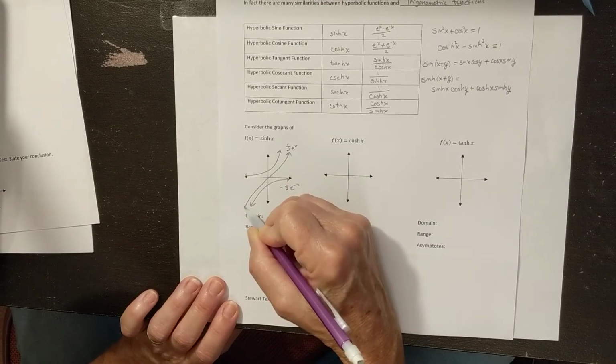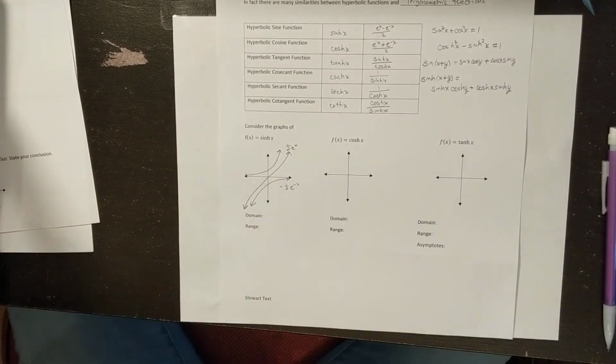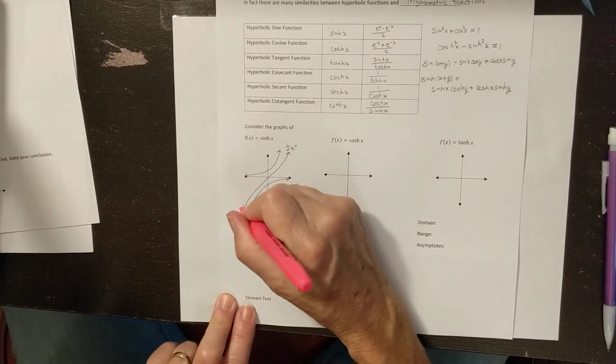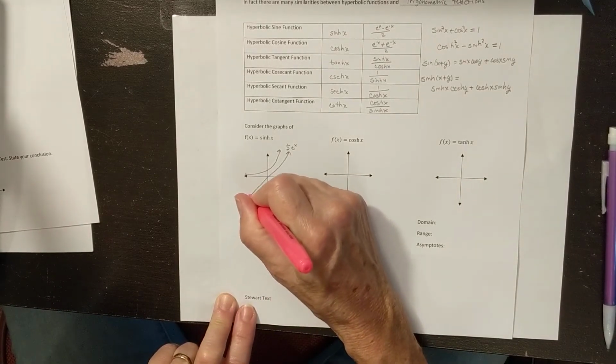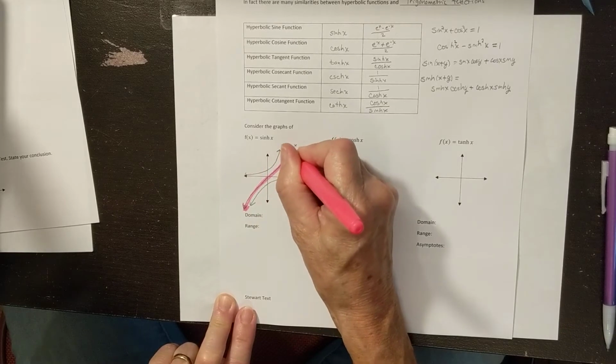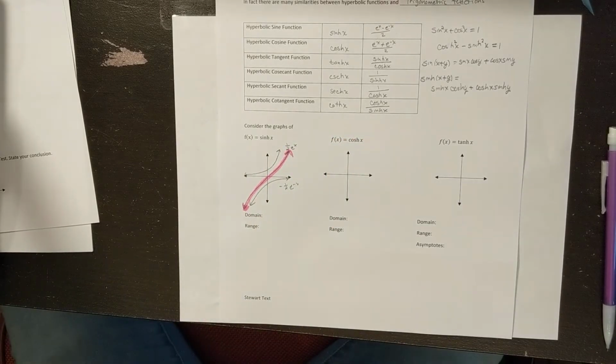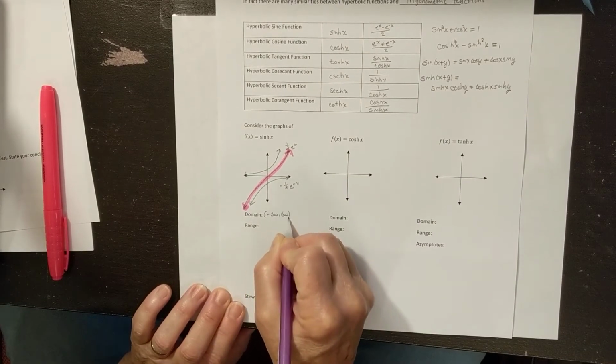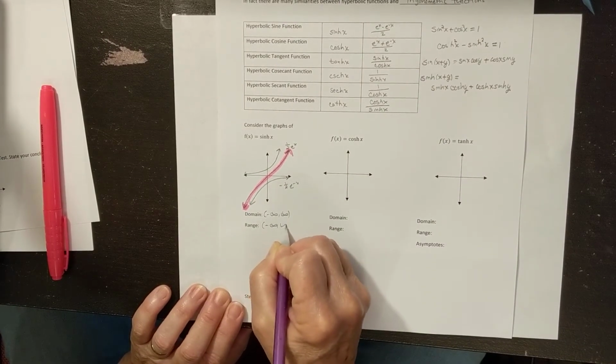What this would look like. So I'm about to highlight what the hyperbolic sine looks like. It sort of comes in here like this. It's going to look like that. Okay. The domain for this guy is all reals, and the range is also all reals.